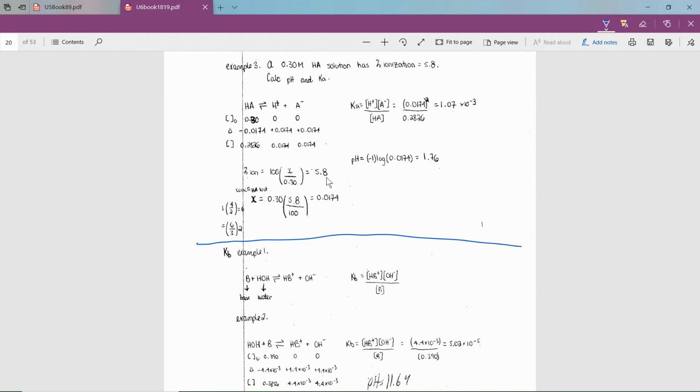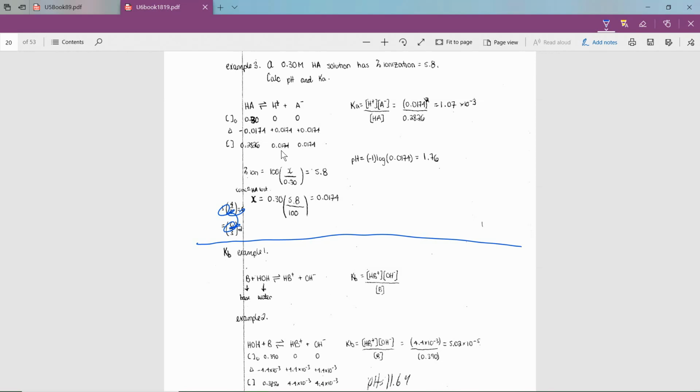Okay, percent ionization is 5.8. So that equals 100 times how much I lost, which is x, over what I started with, 0.3. If I solve for x, I'm in business. So I just cross multiply and end up with x is 0.3 times 5.8 over 100, so 0.0174. That is my equilibrium concentration of x, because it's how much was lost, and it's all 1-to-1.